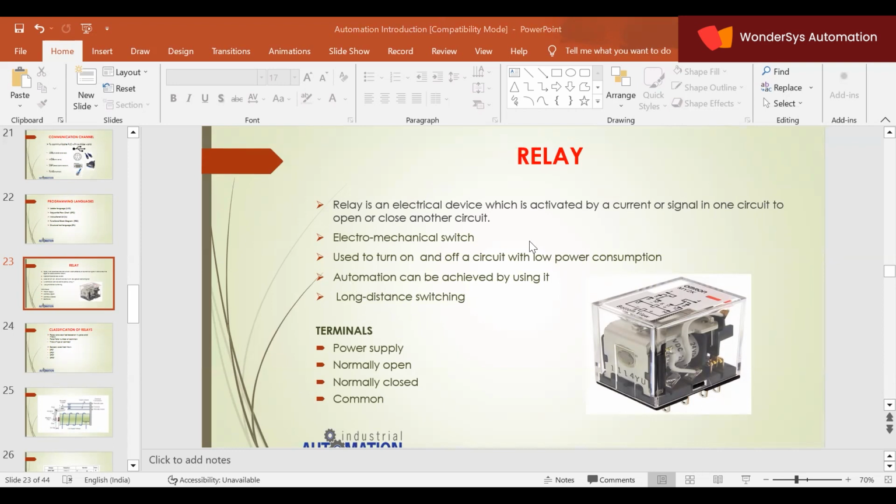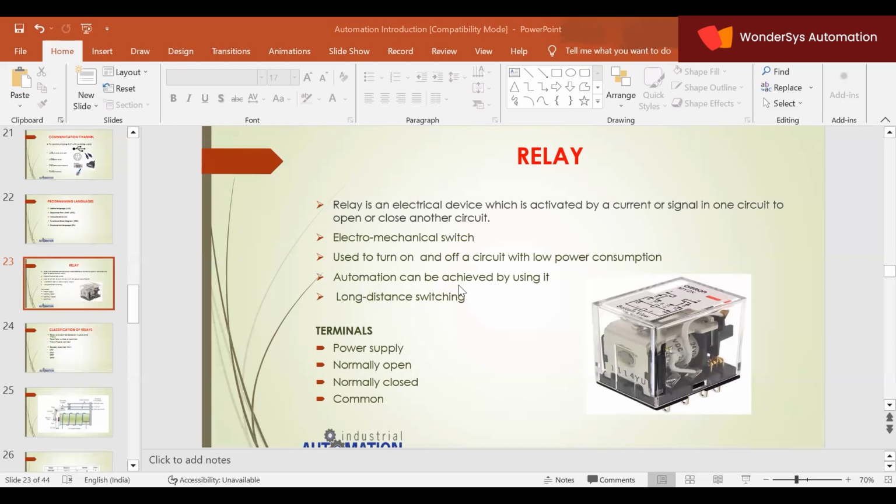So now, a relay is an electrical device which is activated by a current or a signal in one circuit to open or close another circuit. Okay, it's a switching device. It's an electromechanical switch, a combination of mechanical and electrical circuit. It is used to turn on or off a circuit with low power consumption. Using low power consumption, you can activate high power elements.